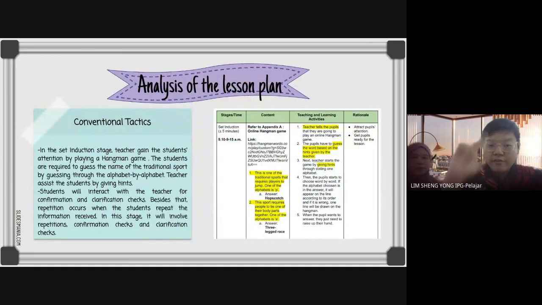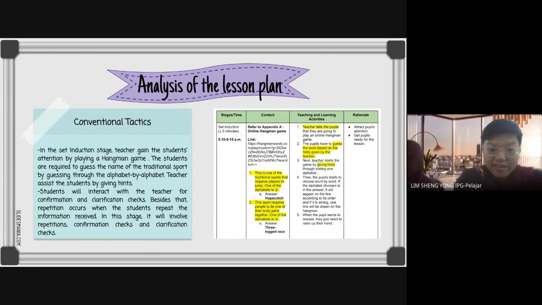Now, as for the analysis of the lesson plan, particularly using conventional tactics, the teacher gains the students' attention by playing a hangman game. The students are required to guess the name of the traditional sport by guessing the alphabets one by one. The teacher assists the students by giving hints.